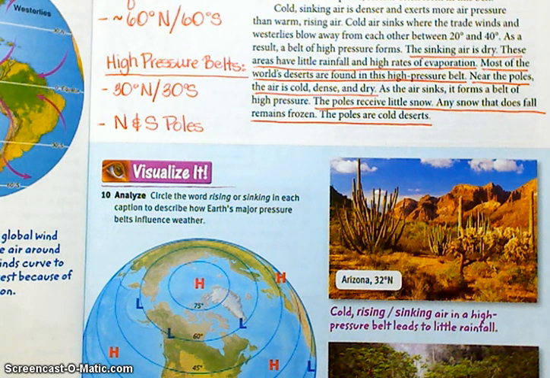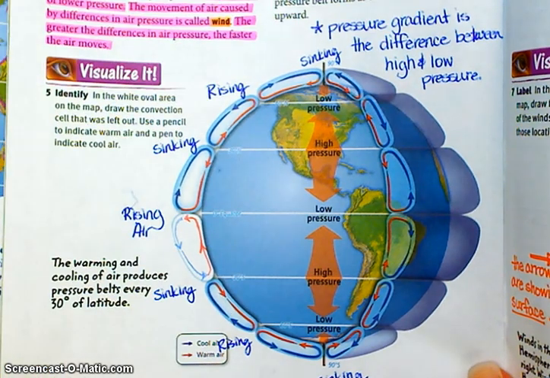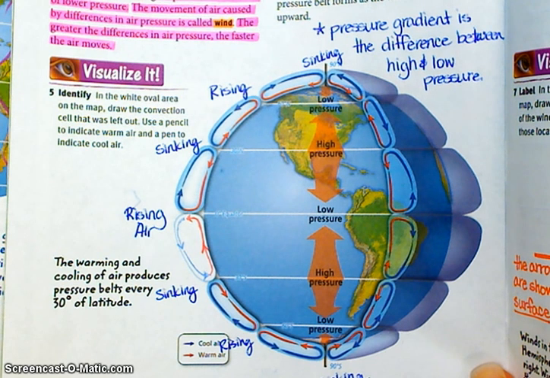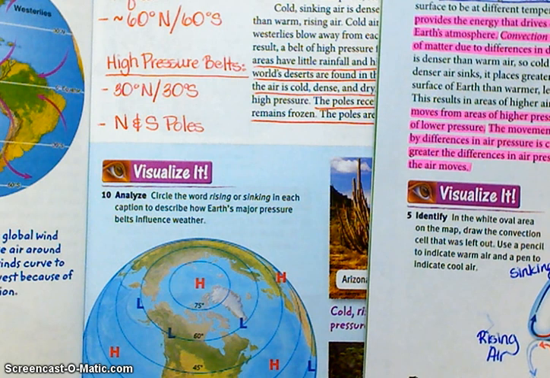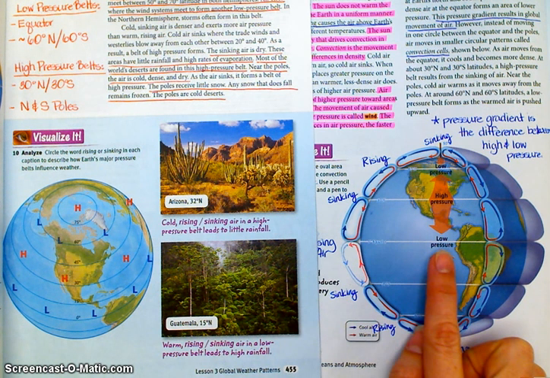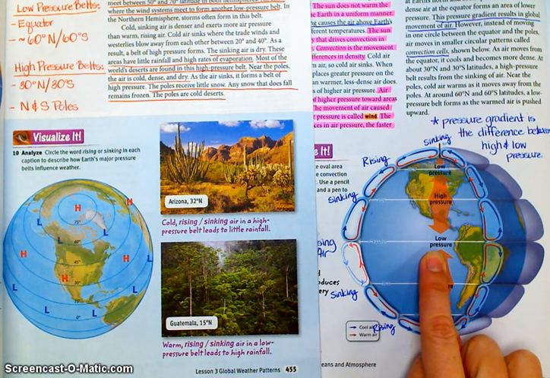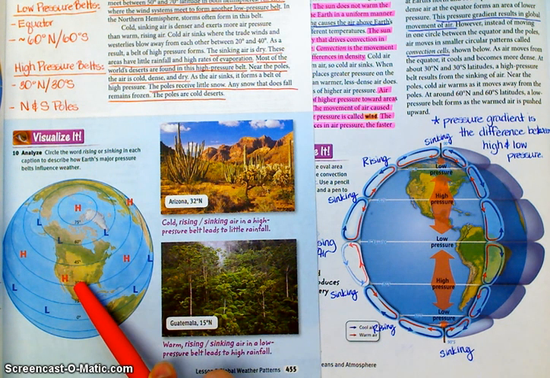Now, I want to go back to Lesson 1 and go back to this figure on page 424 because that's going to help you understand why we have these high and low pressure areas in the places that we talked about. Hang on, I'm going to zoom out and get this situated so you can see both pictures. This page is page 424, from Lesson 1. This page is the current page that we're on, page 455. Page 455 shows you your belts of low pressure and your belts of high pressure.